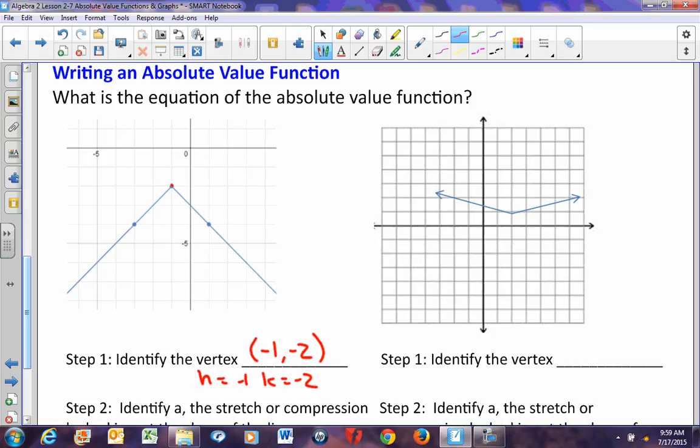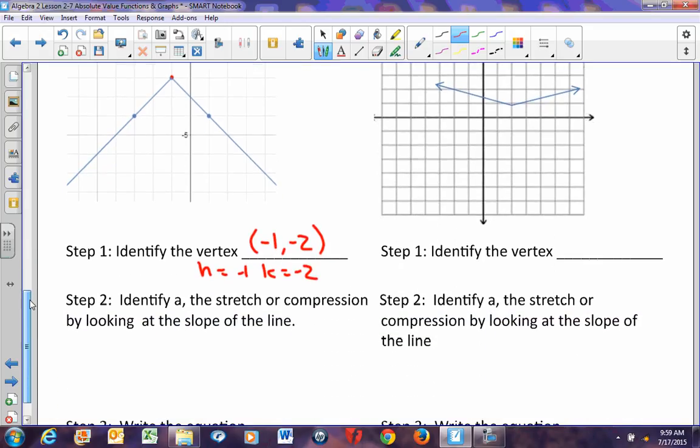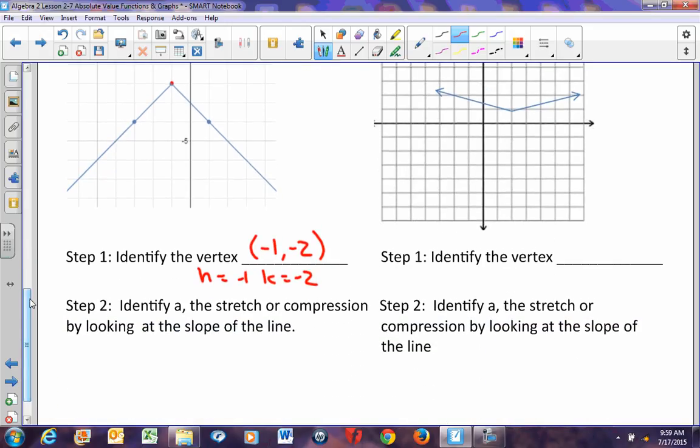The second thing you want to do is identify a, the stretch or compression, by looking at the slope of the line. Let's take a look at the slope of this line. If I look at this, I notice it's down 1 over 1, so the slope equals -1. That means a equals -1. And the third step is to write the equation.